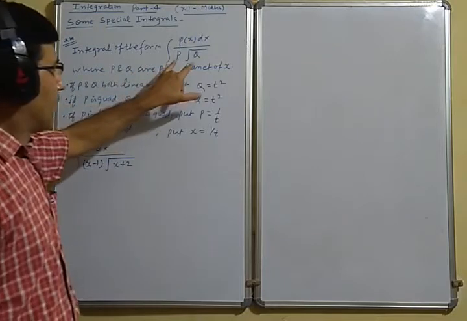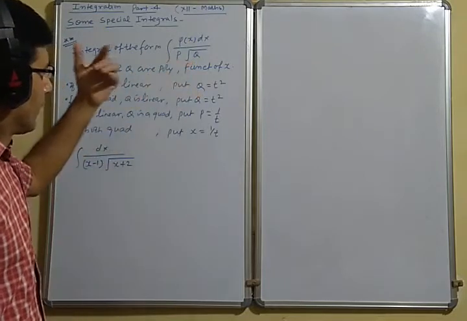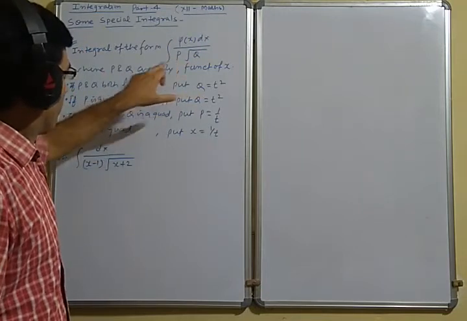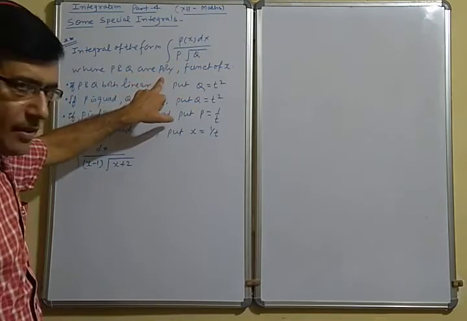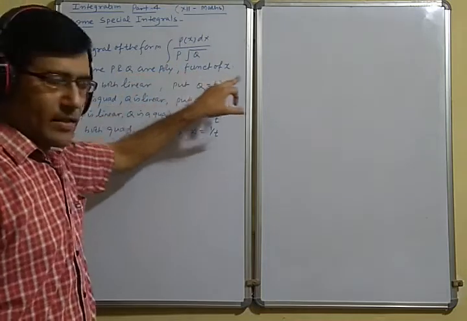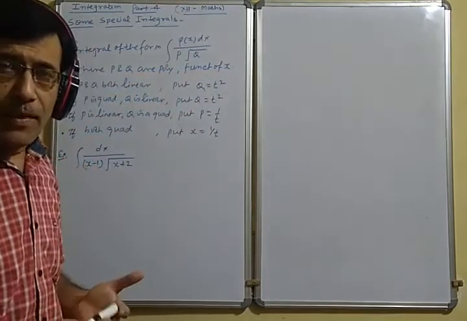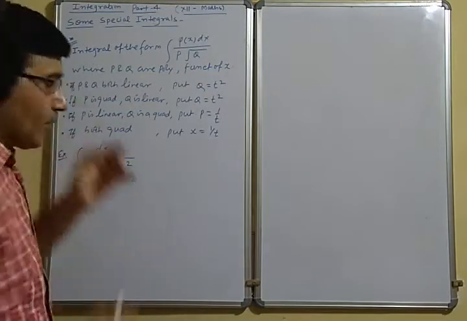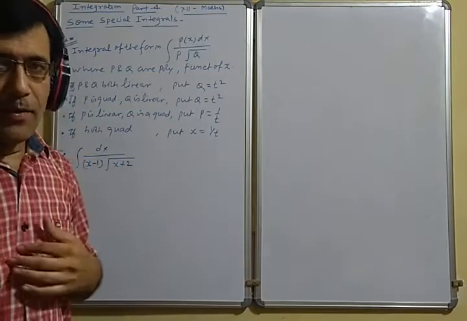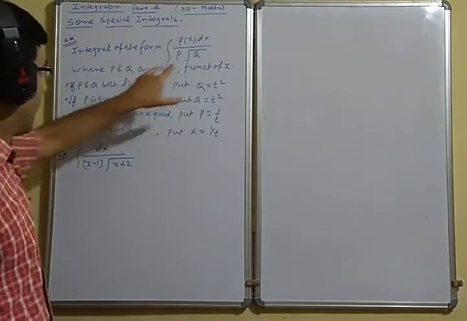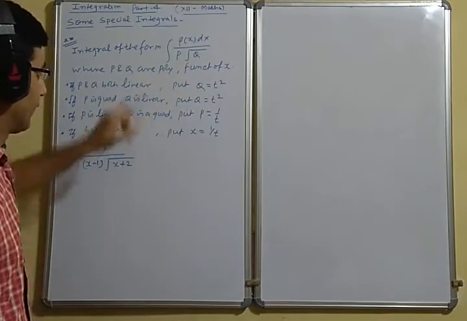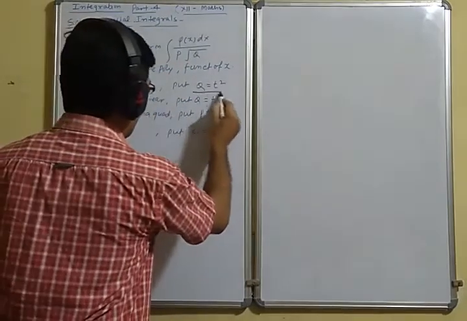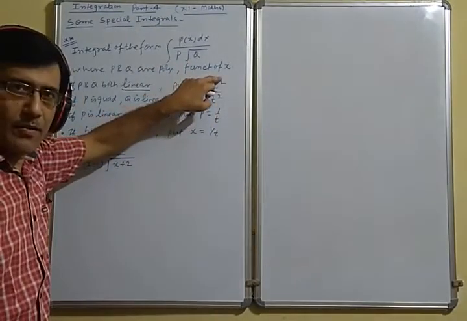So here we have to take p and q as polynomials or functions of x. To simplify such types of integrals, we have 4 different conditions and we have to learn them. If p and q both are linear, in that case we will take q is equal to t square.